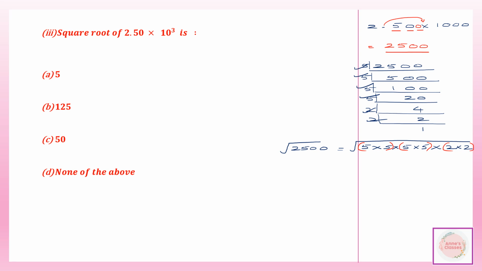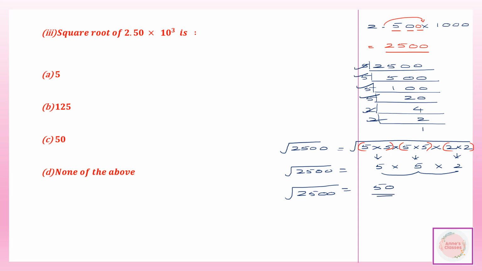Now what do we do? Now we take one factor from each pair. So we are still finding the square root of 2500. Take one from each pair. From this pair I'm taking 1 into, from this let me take one more and from here one more. So that is into 2. So now let's multiply and see. 5 fives are 25 and 25 into 2 is 50. That means the square root of this number 2500 is 50.